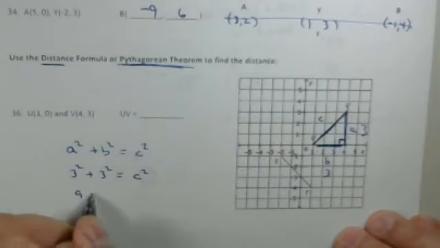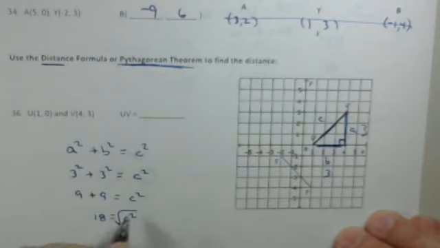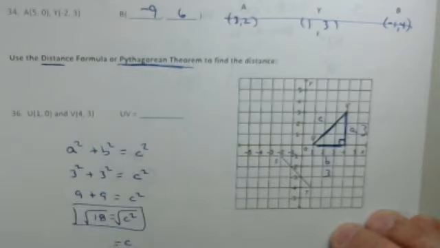So then 3 squared is 9. So then C squared equals 18. Take the square root of both sides. And when we do that, we could leave the answer as this if you want to, or you can plug it into the calculator and get 4.24. I'll accept either answer on that.